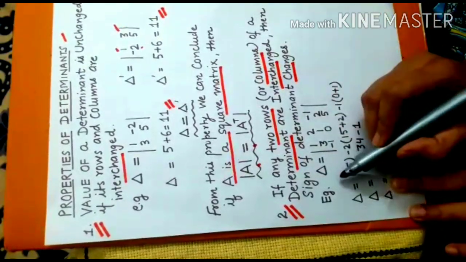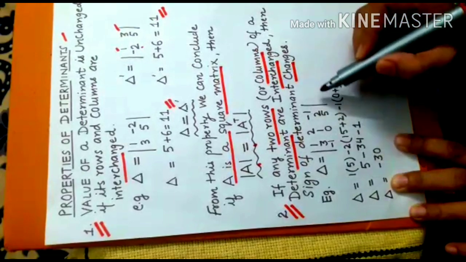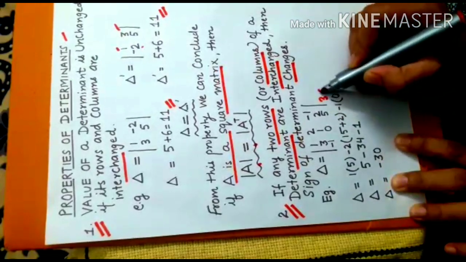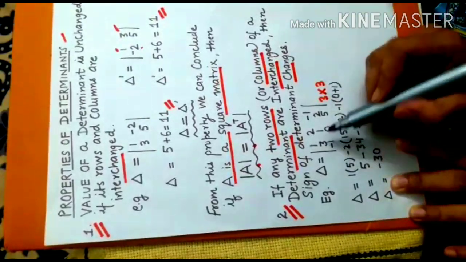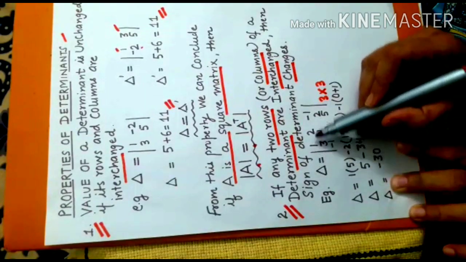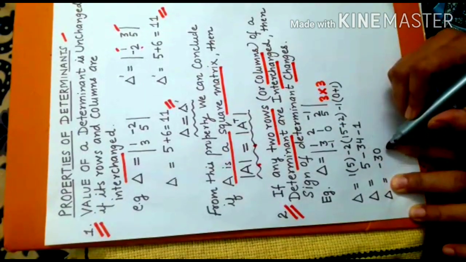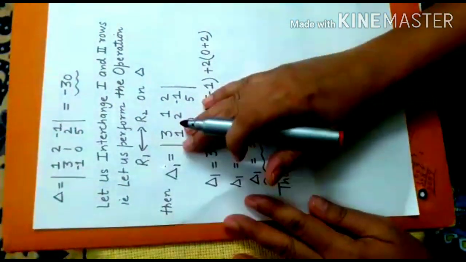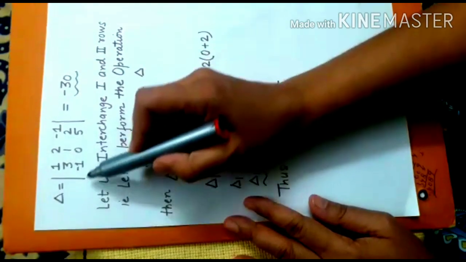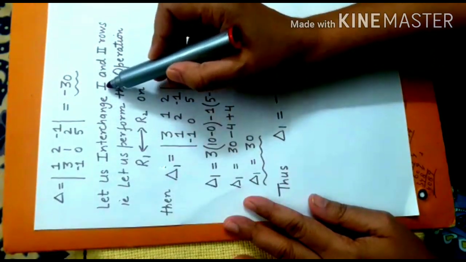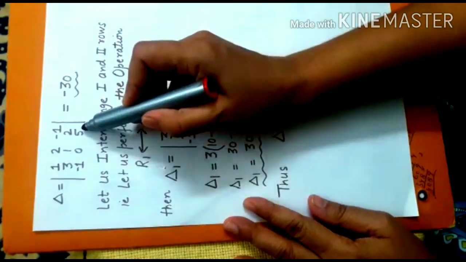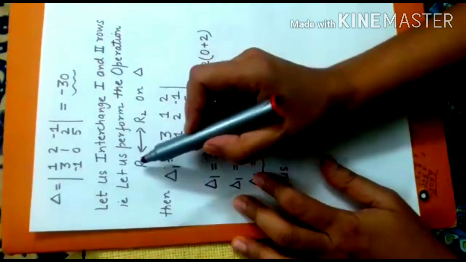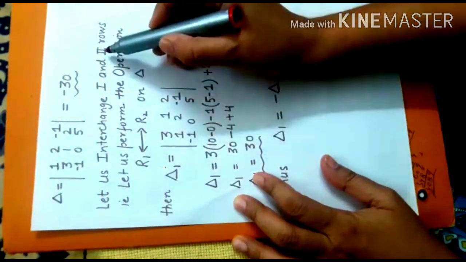Let's understand this. Consider the determinant. It is a 3 by 3 order determinant. On expansion, I get its value as -30. Now, let us interchange the first and second rows of this determinant. So I am interchanging the first and second row.